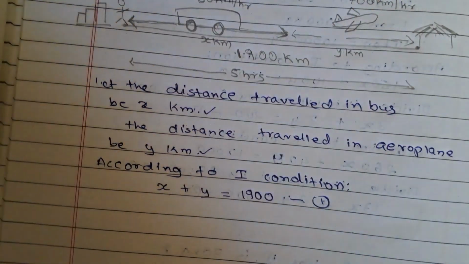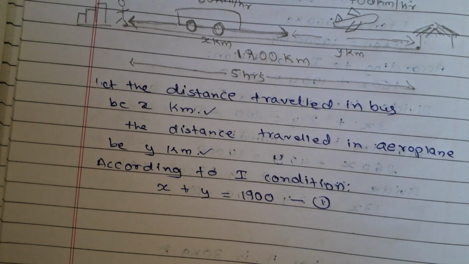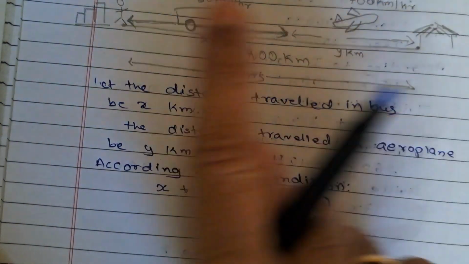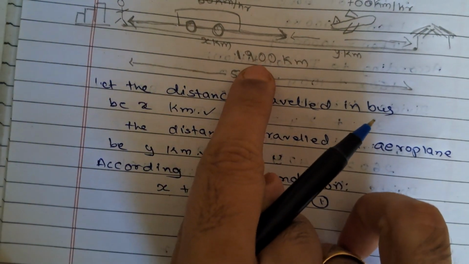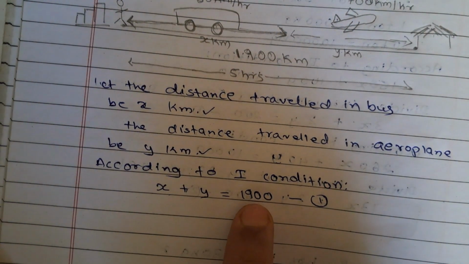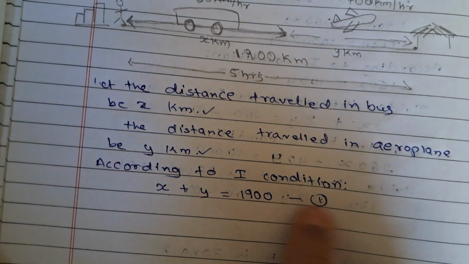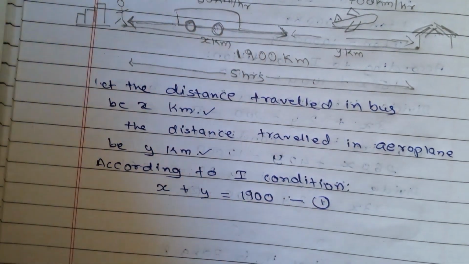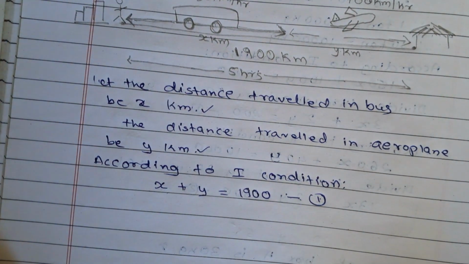This is my very first equation. The complete distance was given to me, so I just thought of adding both of them and writing the complete distance as 1900 kilometer. So I simply wrote it in a mathematical way, right? X plus y is 1900, and that was the very first equation for me.